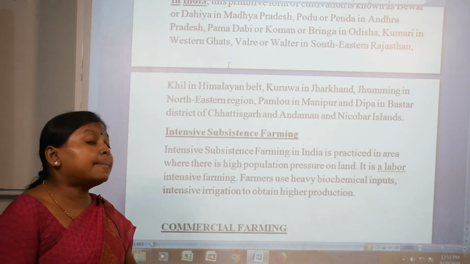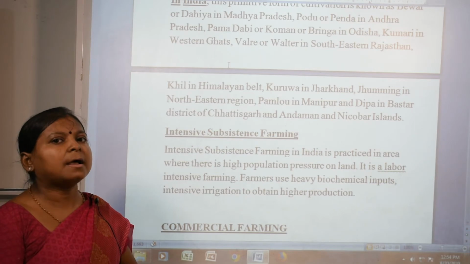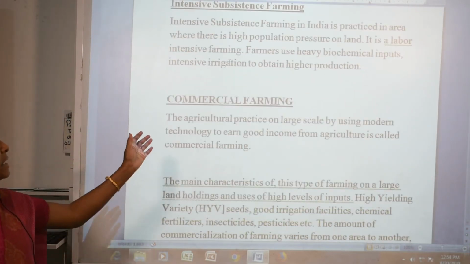Because they need higher production. So nowadays intensive subsistence farming is done in our country. Now, commercial farming. What is called commercial farming?